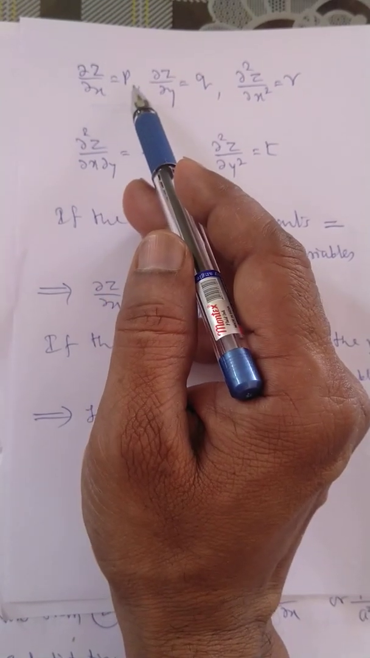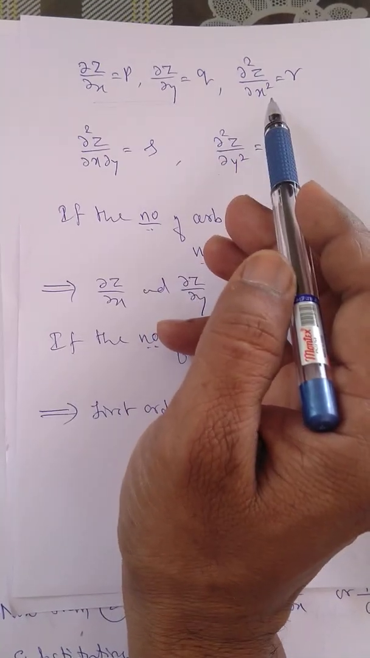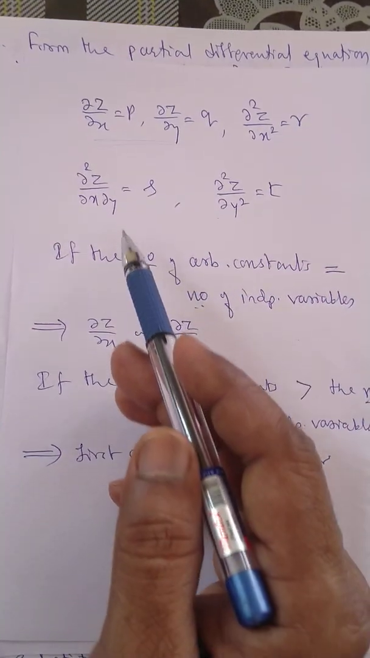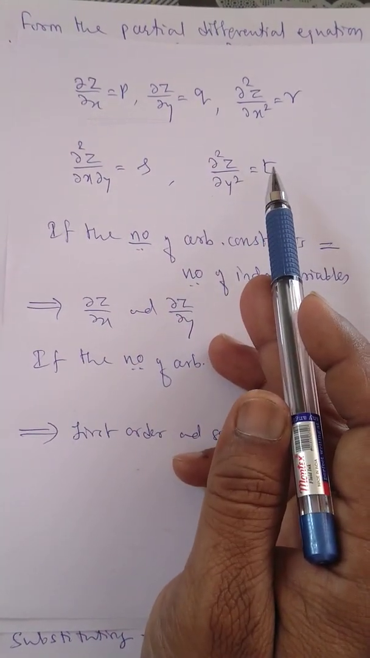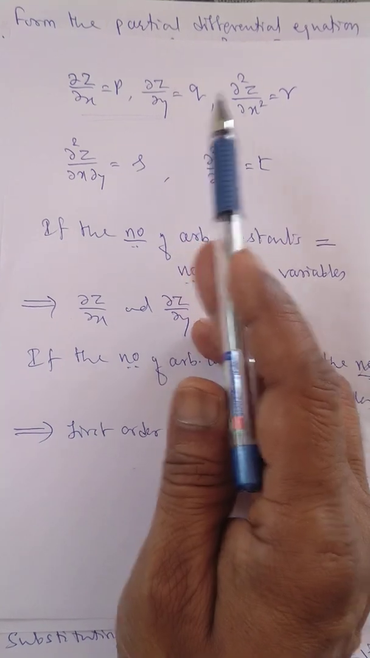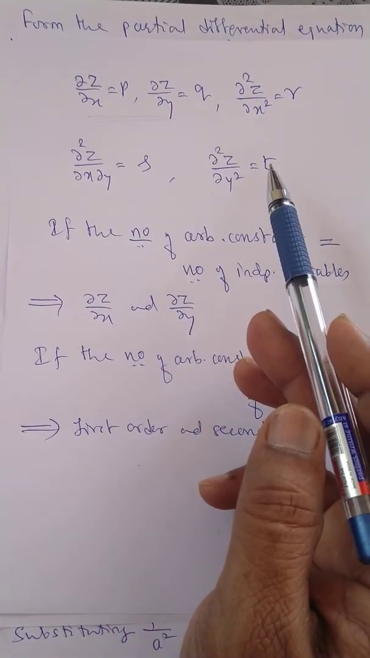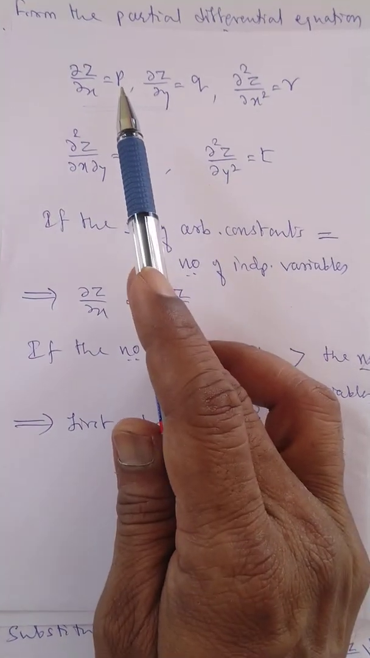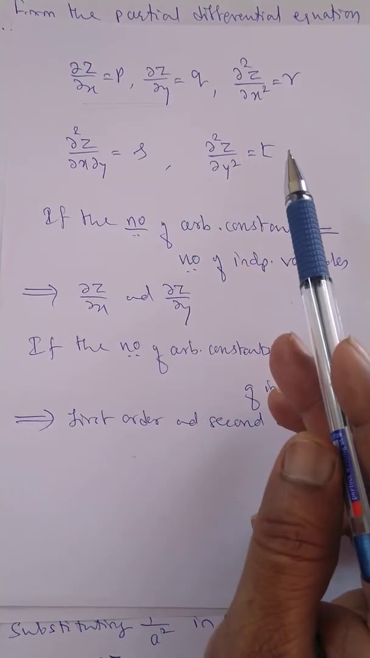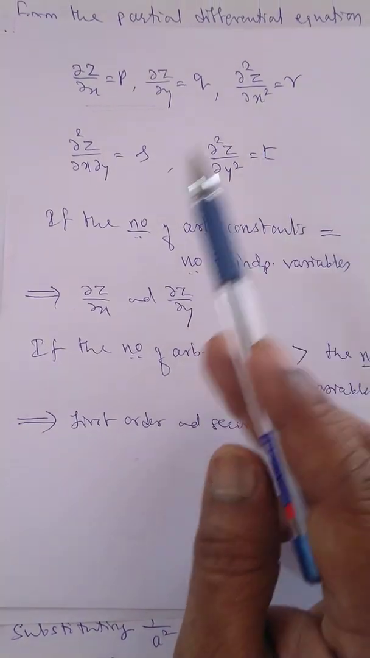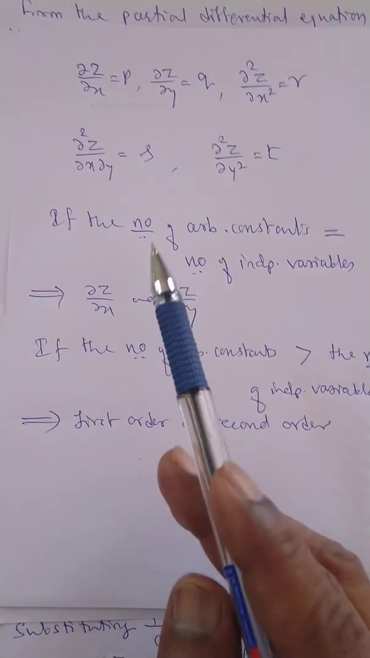∂z/∂x is denoted by p, ∂z/∂y by q, ∂²z/∂x² by r, ∂²z/∂x∂y by s, and ∂²z/∂y² by t. So p and q are first order partial derivatives, and r, s, t are second order partial derivatives. First partial derivatives are denoted by small p, small q, and second order partial derivatives by r, s, t. So ∂²z/∂x² is r, ∂²z/∂x∂y is s, and ∂²z/∂y² is t.